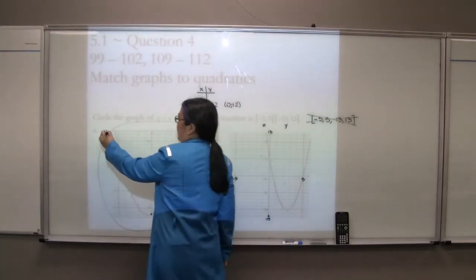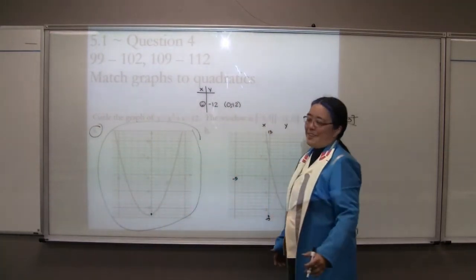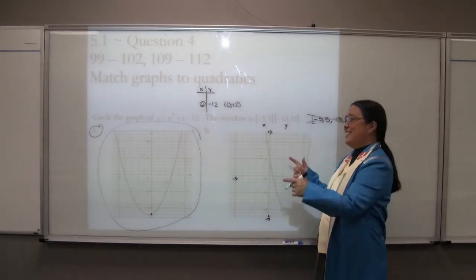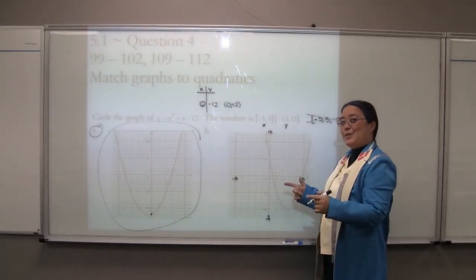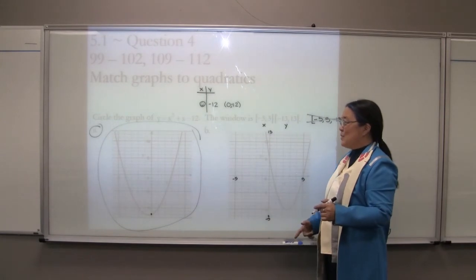I guess I could have circled the A, but it does say circle the graph, so I circled the graph. All right, I think either one of those I would count as correct. Identifying which is the correct one.